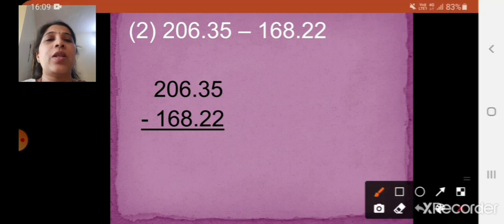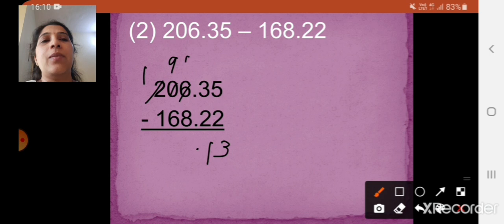5 minus 2 is how much? 3. Now 3 minus 2 is how much? 1. Now there is a decimal point, so I'll put the decimal point over here. 6 minus 8. You cannot subtract 6 from 8, so you're going to borrow 1 from the tens place. But in the tens place it is 0. So you will have to borrow from the hundreds place. So in the hundreds place it will become 1, right? And in the tens place it will become 9. And in the units place it will become 16.